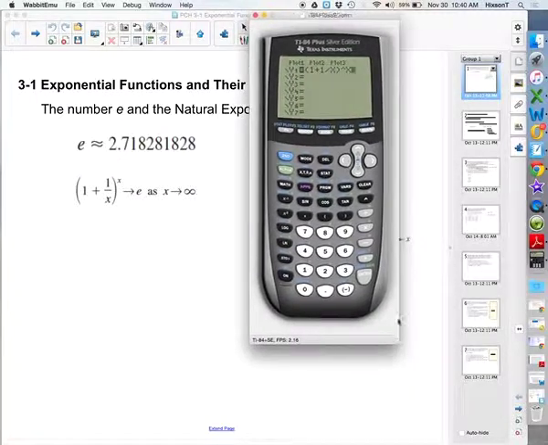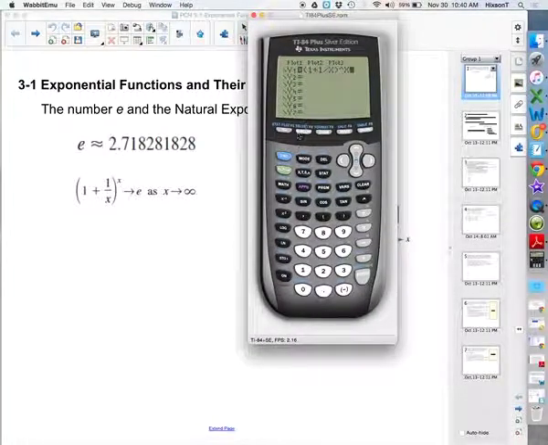For that, we're going to use the table function. So I'm going to go to second table set. I'm going to start at 0 and start with the delta table being 1. If I look at my table, you'll notice it's undefined at 0, which makes sense because we had a 1 over x in there. Then as we plug in, notice it goes to 2, and then 2.25, 2.37. So you can see it's increasing.